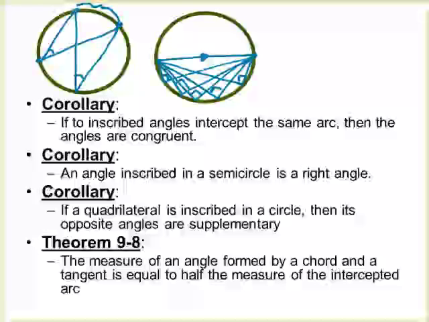The third corollary says if a quadrilateral, what is a quadrilateral? A shape with four sides, is inscribed in a circle. We looked at inscribing shapes in circles in our first lesson. When I put a shape inside of the circle, what do I need to make sure happens? All the angles hit the circle.